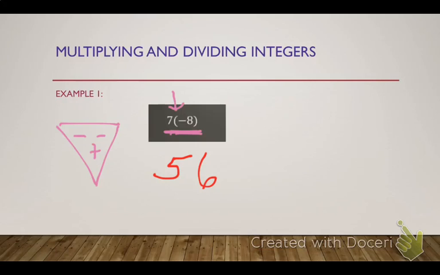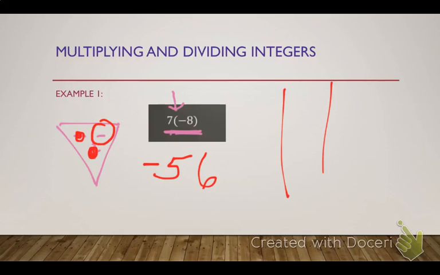Now, when I work with Mr. Multiplivision, what I'm going to do is I'm going to see that the 7 is positive, so I'm going to take out the positive. And I see that the 8 is negative, so I'm going to take out the negative. And what we have left is the negative, and so that means it's negative 56.